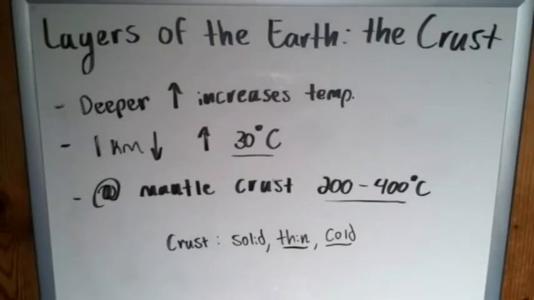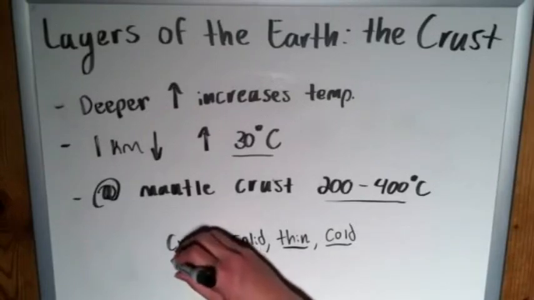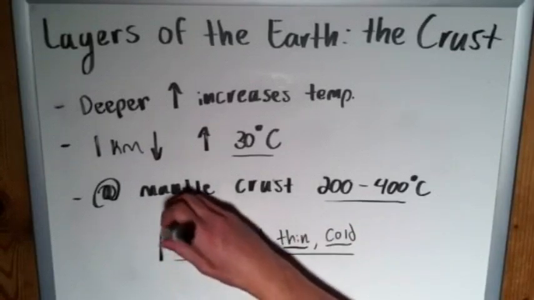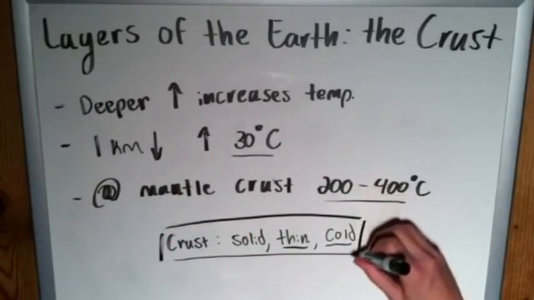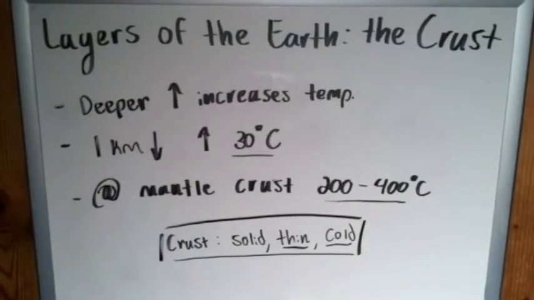Obviously, 50 kilometers at most is by no means a thin measurement, and 400 degrees Celsius is by no means a cold temperature. However, when you've got the core of the Earth getting up to almost 2,000 degrees Celsius, yeah, there's no comparison really. So solid, thin, and cold. Remember that for the crust. It's our outermost solid, thin, cold layer.